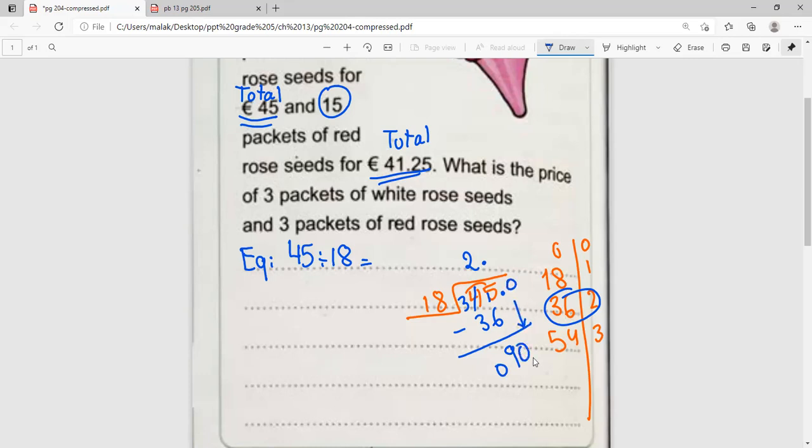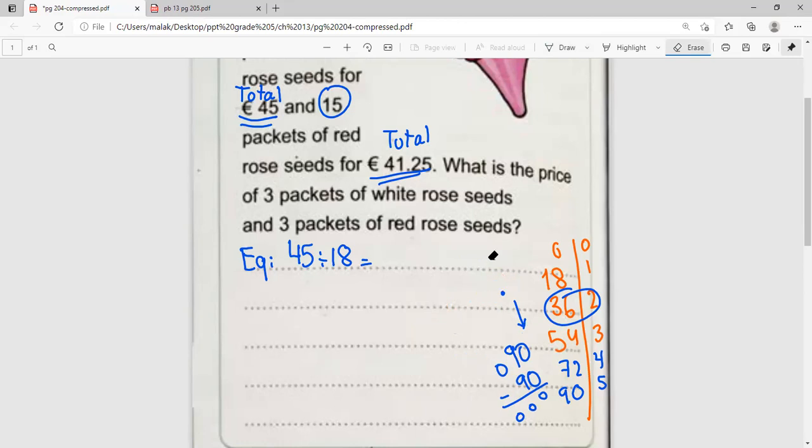Let's continue the multiplication table. We need more: 54, then 72, then 90. Okay, so we stop. Which number gives us 90? 5. So what is the price of one white rose? 2.5 euros. Excellent. Is it clear, the first equation?